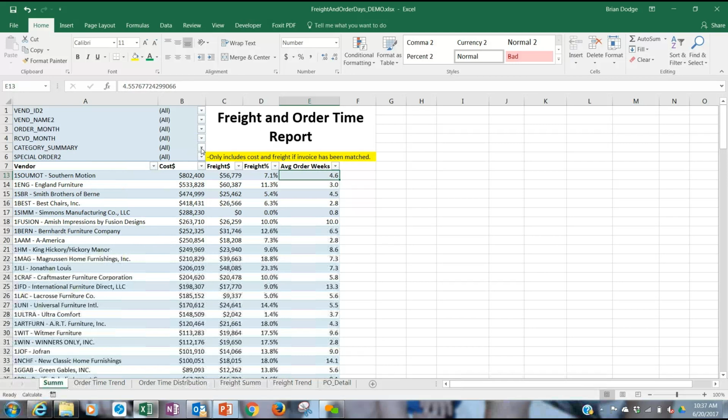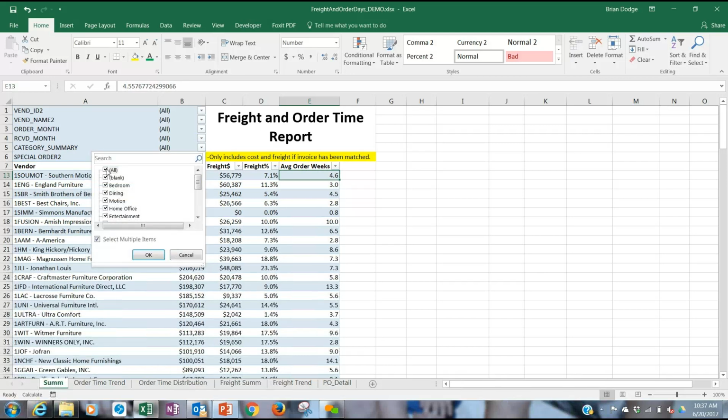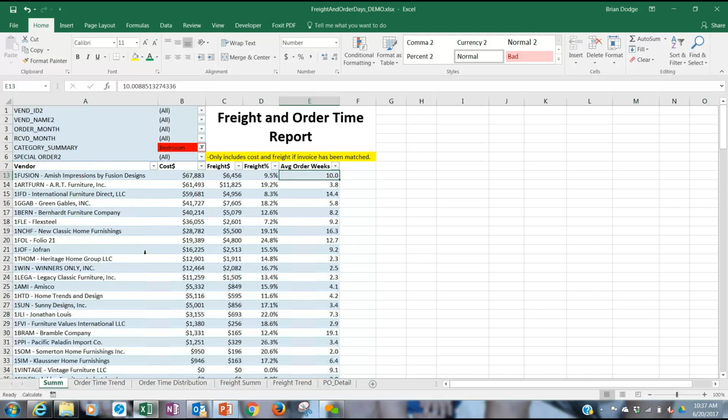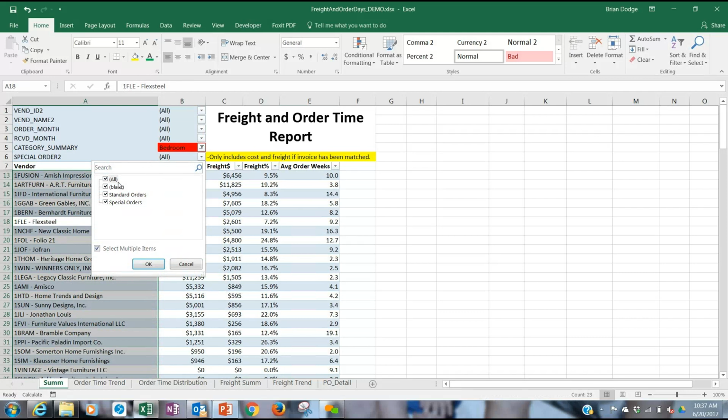And then with the category summary, we can select a certain category here, for example, bedroom. This will give you all the bedroom vendors for this business. Again, it sorts by that total vendor cost, column B there. You also have the capability to look at standard versus special orders with this filter.